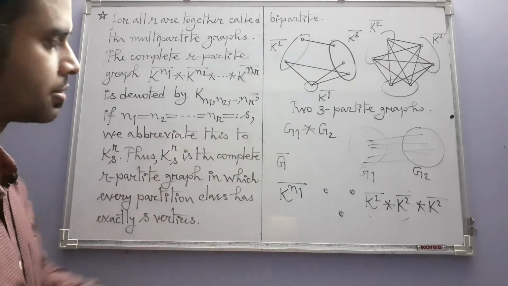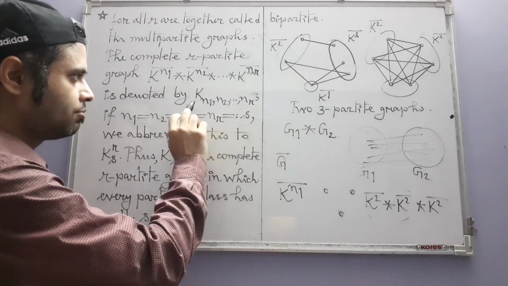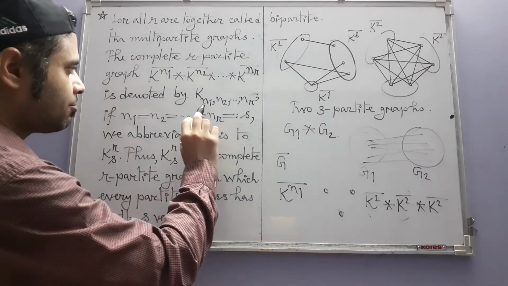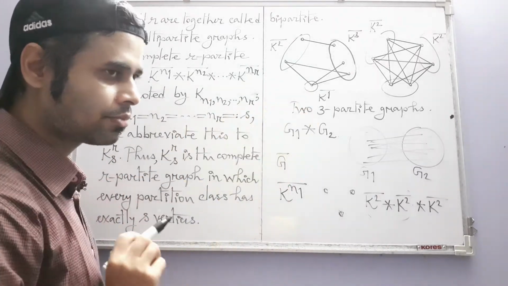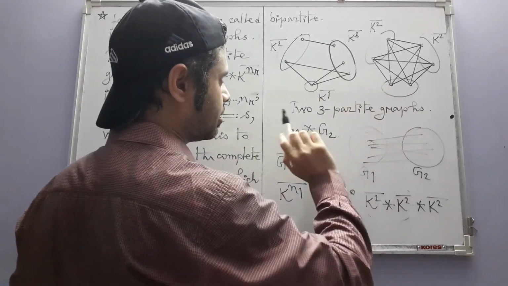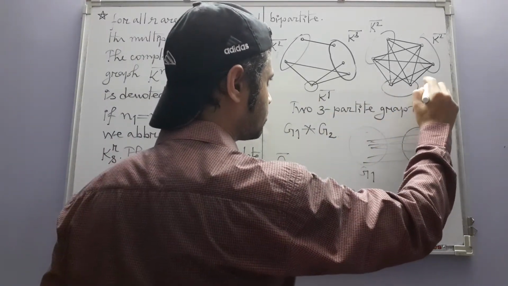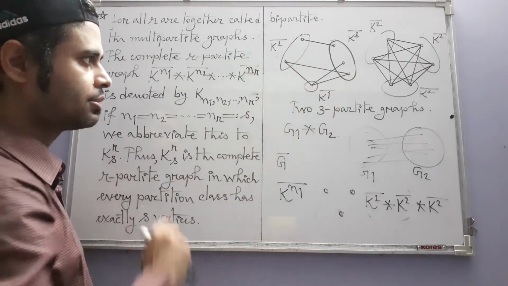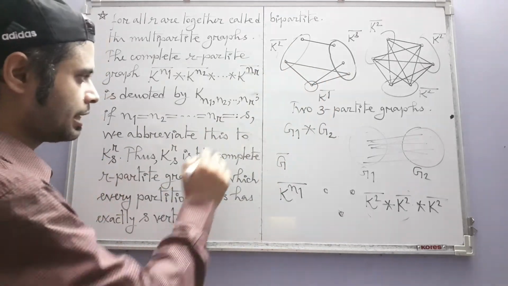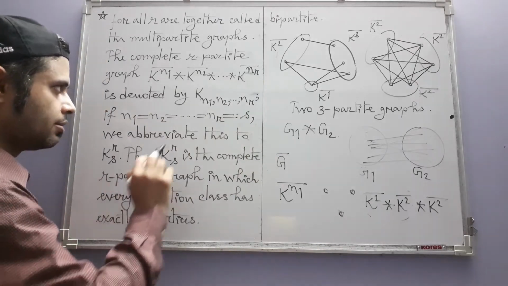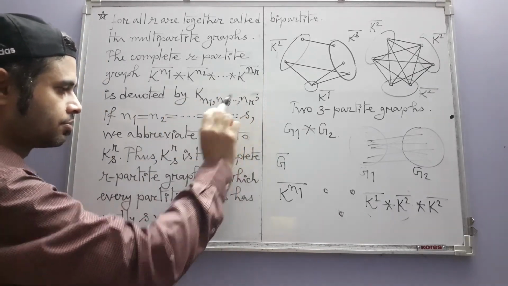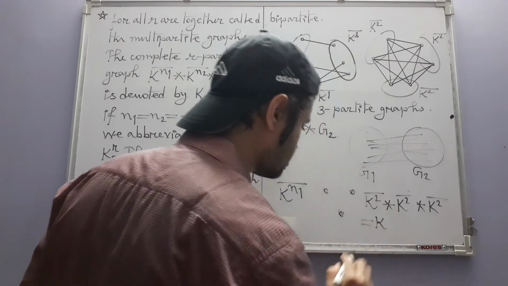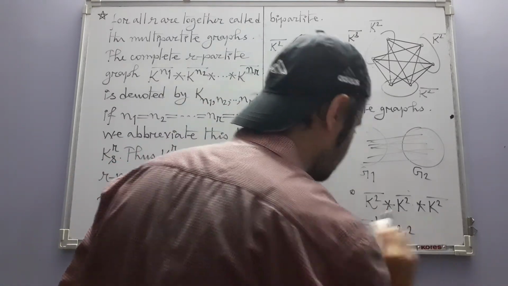Now this is the special case. In general, there can be any number of vertices in any partition class in an r-partite graph. In particular, if all these partition classes have the same number of vertices, like what we have here, n1, n2, n3, all these three are equal to 2, and that 2 is s. So according to this notation, this is K_{2,2,2}.